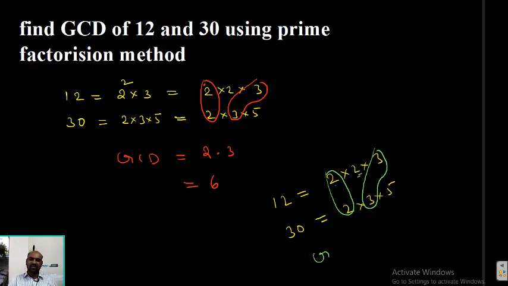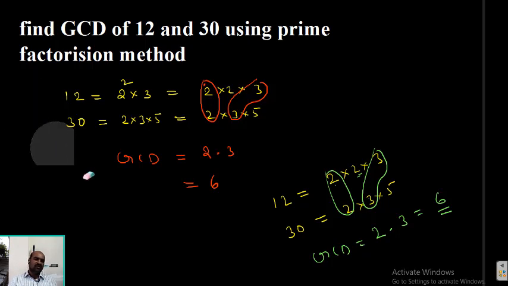So the product of common prime factors gives the GCD of the given numbers. Now I can say that the GCD is, 2 and 2 are paired, we take one 2. 3 and 3 are paired, we take one 3. So 2 into 3 is 6. This is the GCD of the given numbers 12 and 30. So, the easiest method.